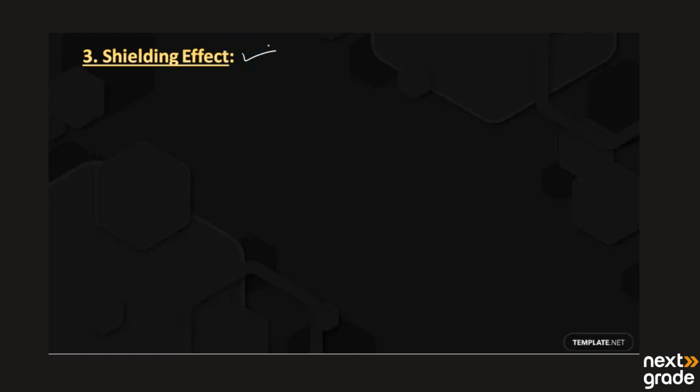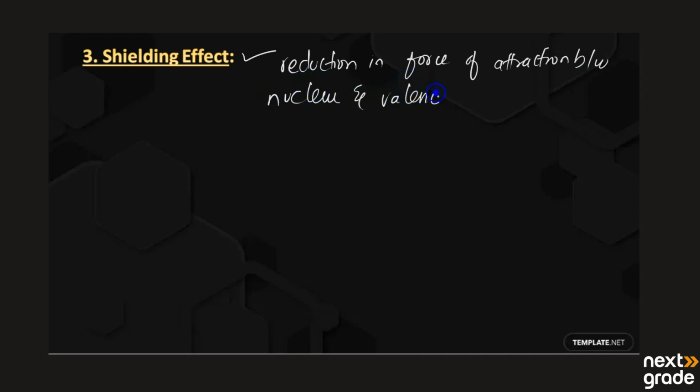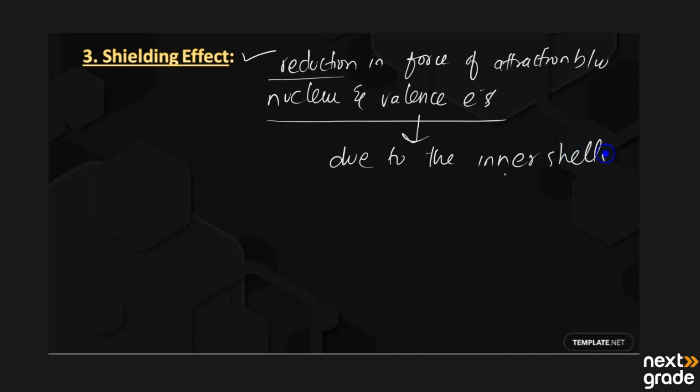It is the shielding effect. The shielding effect is basically the reduction in the force of attraction between the nucleus and valence electrons. And why is there a reduction? Due to the inner shells, there is a reduction in force between the valence electrons and the nucleus. This is known as the shielding effect.